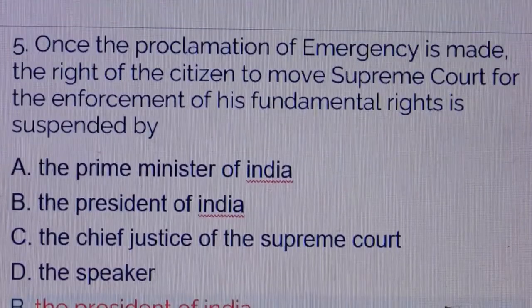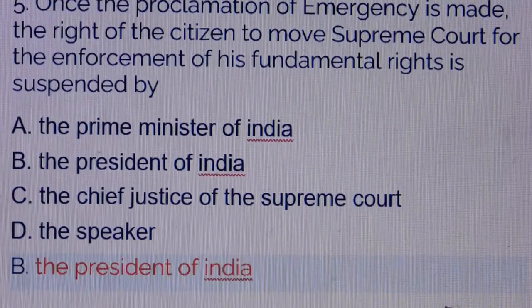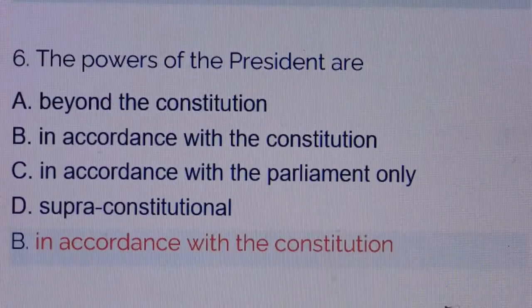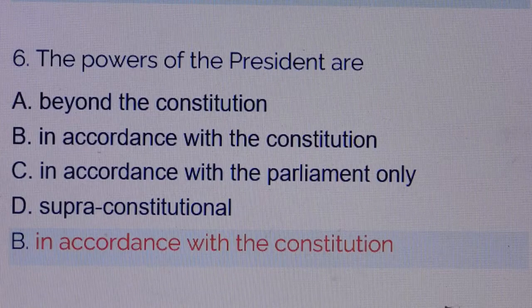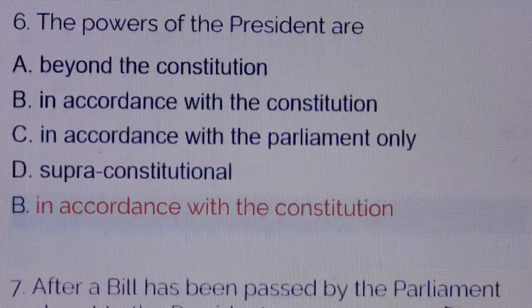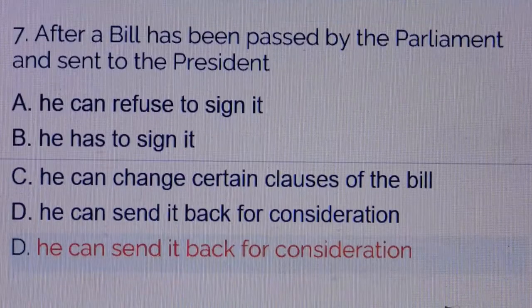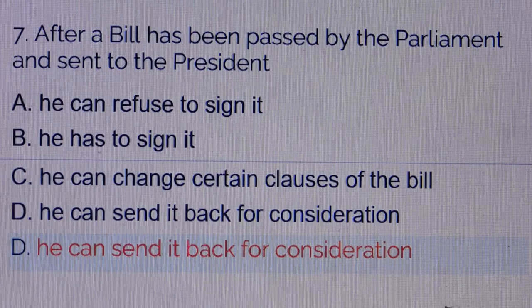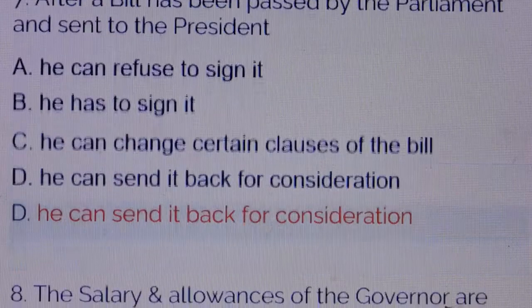Question number 5. Once the proclamation of emergency is made, the right of the citizen to move Supreme Court for the enforcement of his fundamental right is suspended by. Answer is option number B. The President of India. Question number 6. The powers of the President are. Answer is option number B. In accordance with the Constitution. Question number 7. After a bill has been passed by the Parliament and sent to the President. Answer is option number D. He can send it back for consideration.